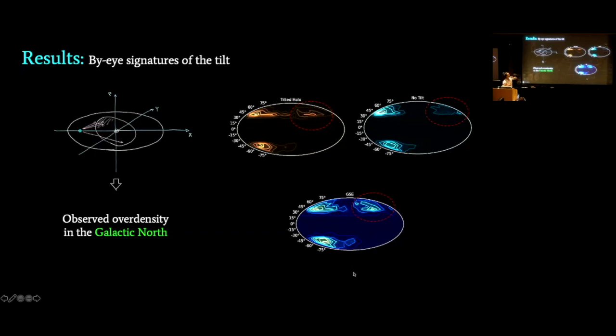So basically what's happening is the following little cartoon that I drew. We're observing a rugby ball shaped thing that is pointing upwards from the plane. So we should be able to see more stars in the galactic north and the south. On the right are two examples of a mock halo that doesn't have a tilt and has a tilt. And then on the bottom panel is the real data. And as you can see, indeed, we do see this overdensity of stars in the galactic north, which is a telltale sign of this tilt.